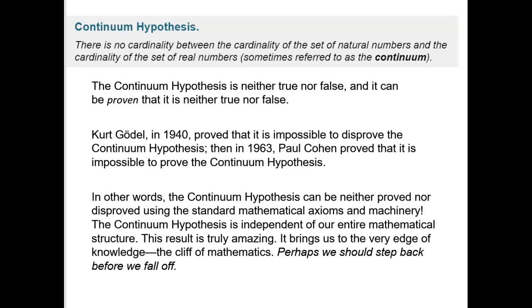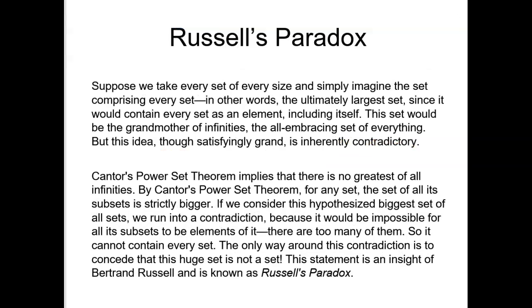Think about that for just a moment. So Kurt Gödel in 1940 proved that it's impossible to disprove it. We can't disprove it. But in 1963, Paul Cohen proved that it is impossible to prove it. So that's a lot. Let's kind of come back here and let's look at another paradox.